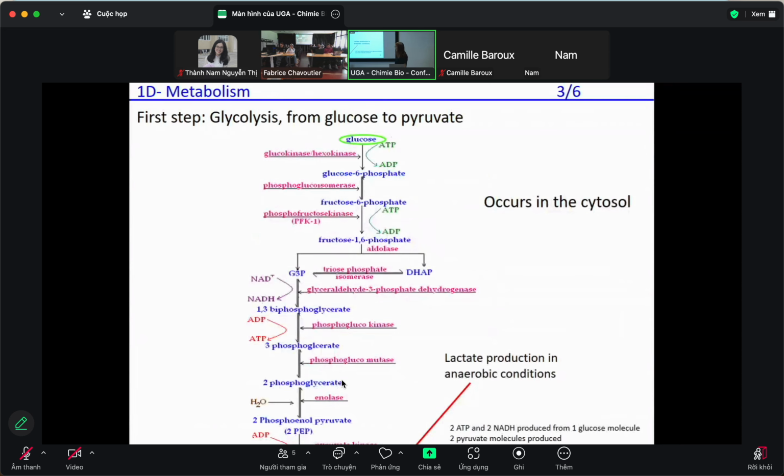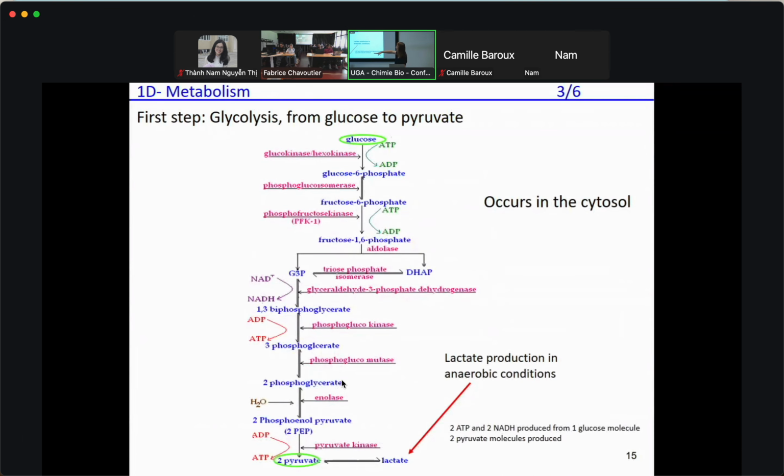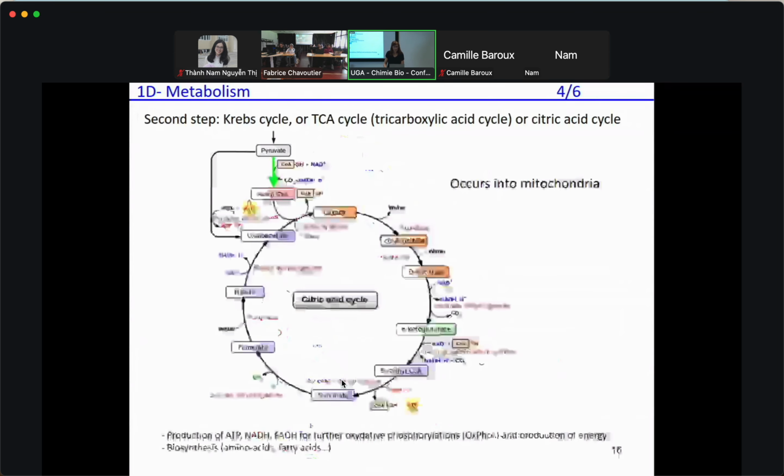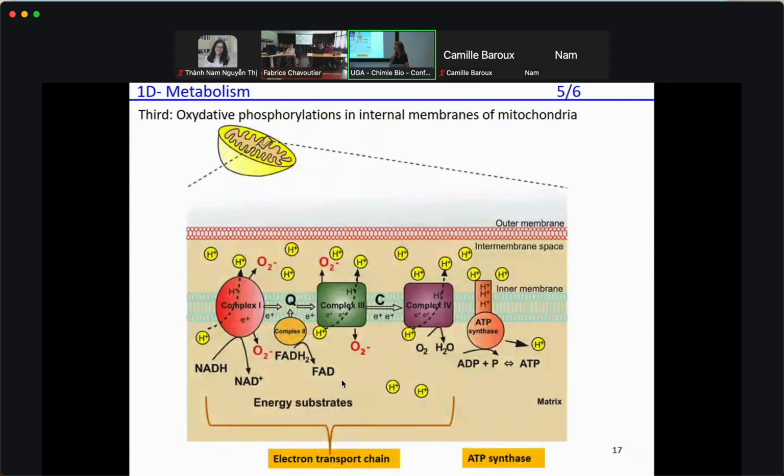Complex to see that today, but glucose is transformed into pyruvate. If you have anaerobic conditions, you produce lactate. And after that, pyruvate enters the Krebs cycle in mitochondria, with the production of ATP, NADH, FADH, etc., for further oxidative phosphorylation. And at the end, oxidative phosphorylation occurs in the internal membrane of the mitochondria.